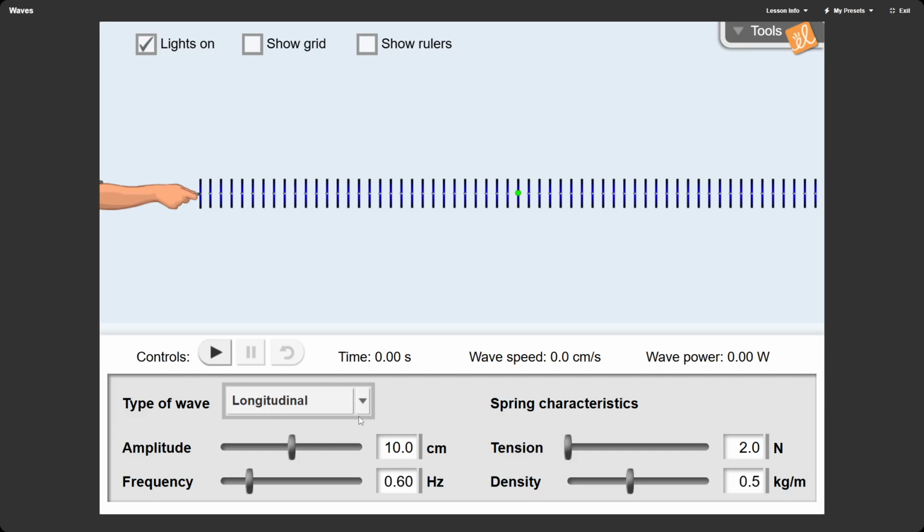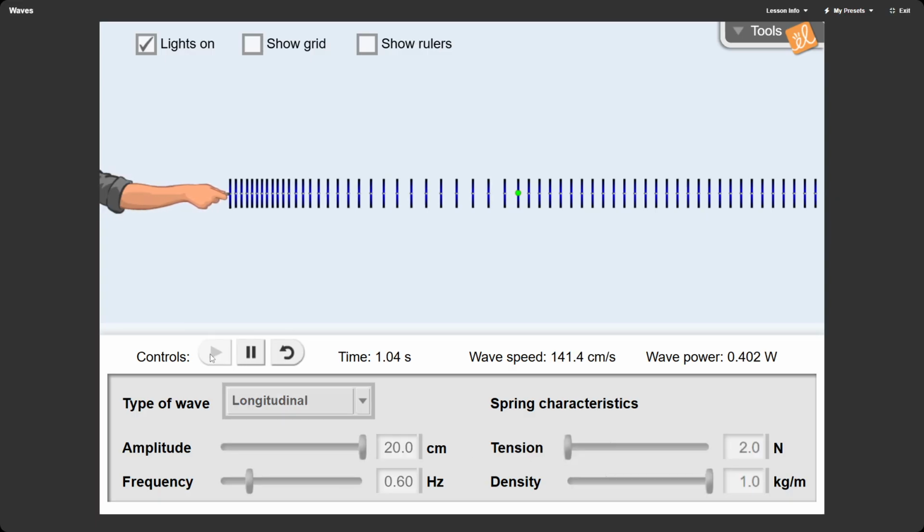They want us to take and set the amplitude to 20. They want us to put the frequency at 0.6 hertz, which mine is already set at. The density is at 1, so I'll increase it all the way. And then tension is set at 2 newtons, which mine is already.